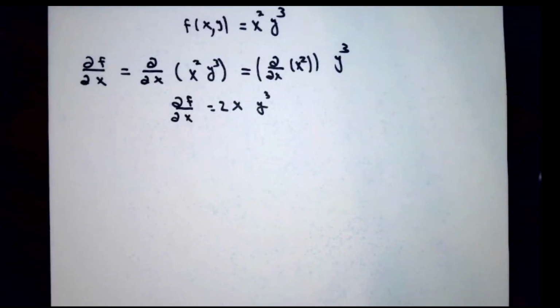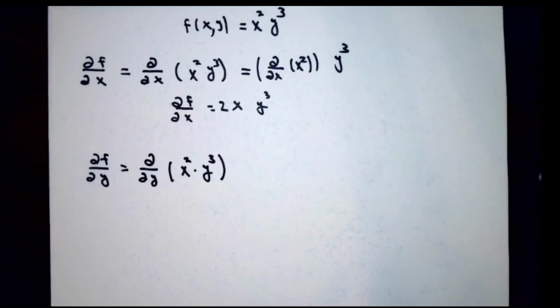In an exactly similar way, we can deal with the partial of f with respect to y. In this context, I'm pretending that x is being held at a constant value and y is the variable. This means that x squared is a constant factor of what I'm taking the derivative of. If y is the variable, the derivative of y cubed is 3 times y squared, so this partial derivative is easy to figure out.